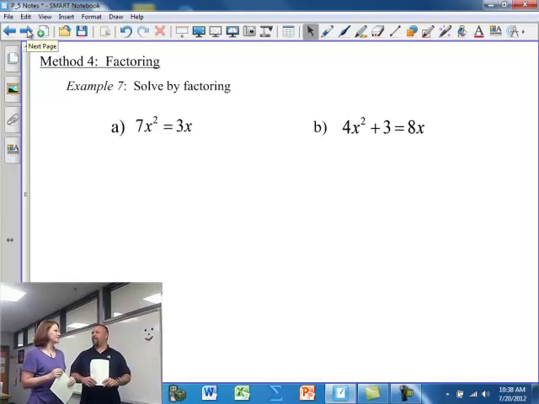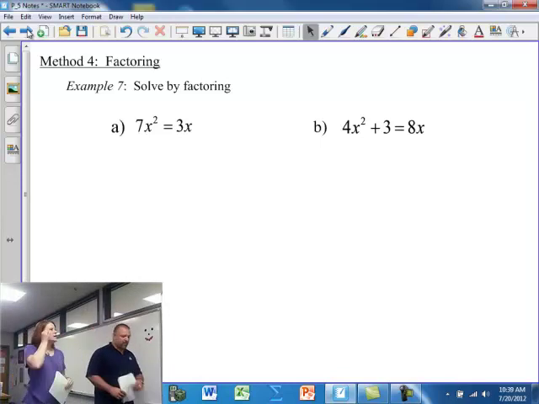All right. A little bit of factoring. More factoring. Didn't we just factor? We did just factor. I feel like I did it about 15 minutes ago. But now we are solving by factoring. Oh, all right.